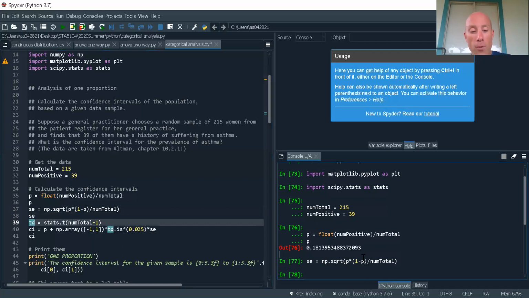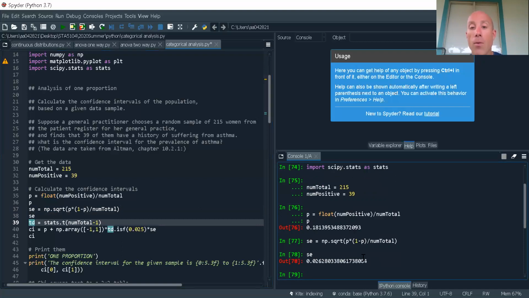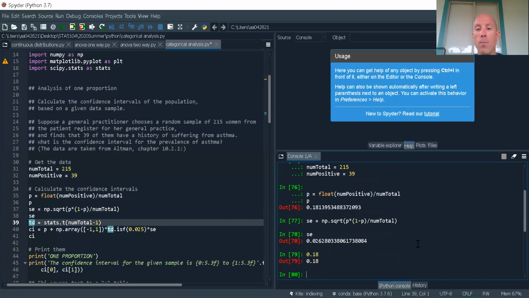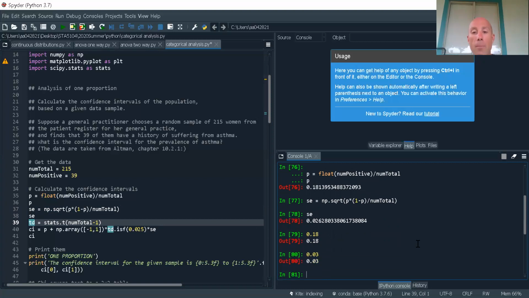All right, so what do we get for a standard error? This is about 0.03. So my point estimate is about 0.18, and my standard error is about that. What this is telling me is the estimated proportion of asthmatic patients in the register, and now this is giving me an idea of how precise that is.